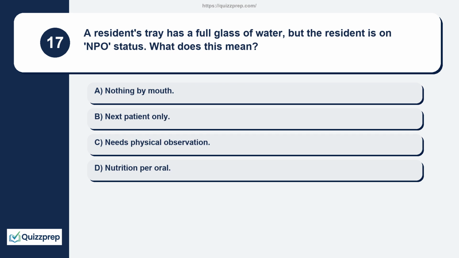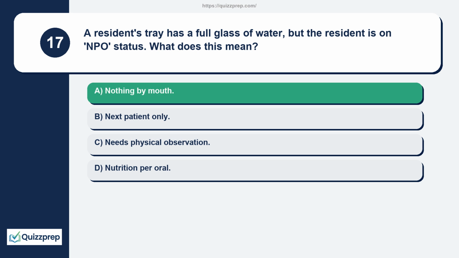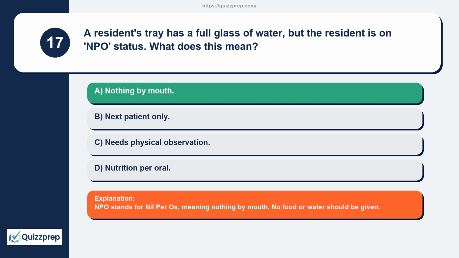Question 17. A resident's tray has a full glass of water, but the resident is on NPO status. What does this mean? Nothing by mouth. Next patient only. Needs physical observation. Nutrition per oral. NPO stands for nil per os, meaning nothing by mouth. No food or water should be given.